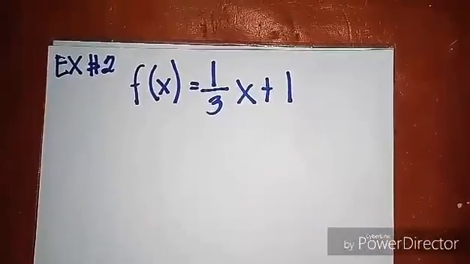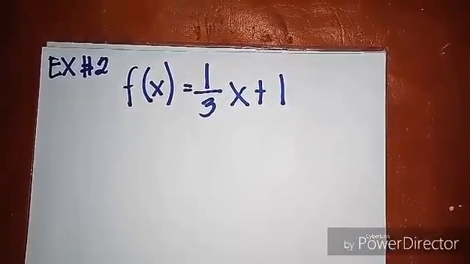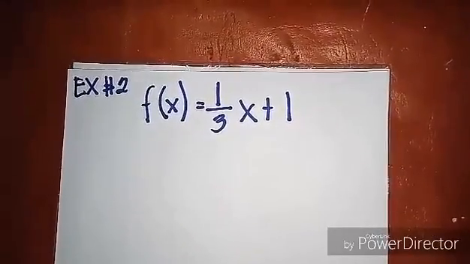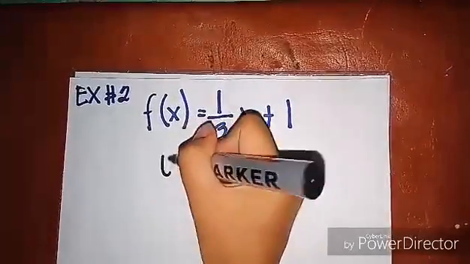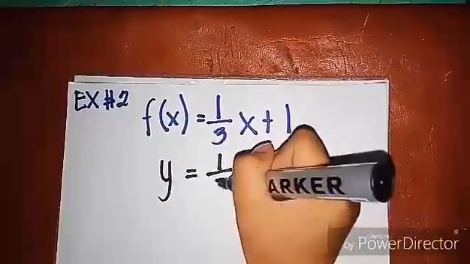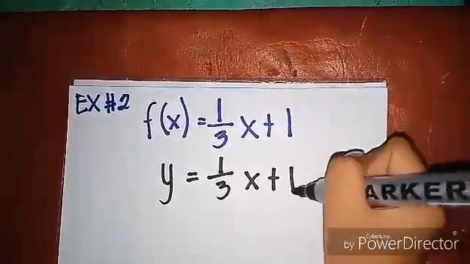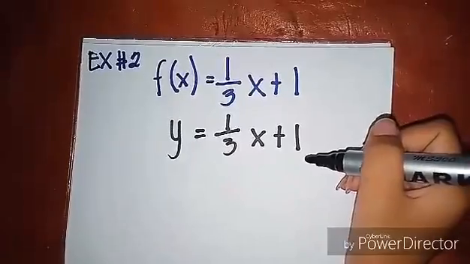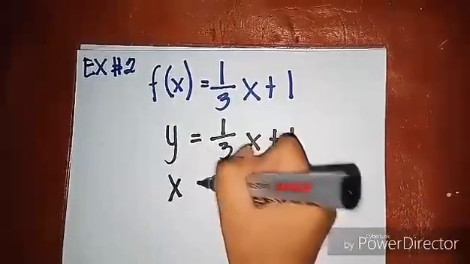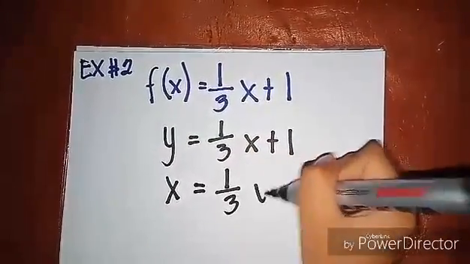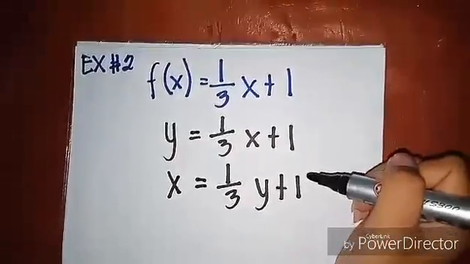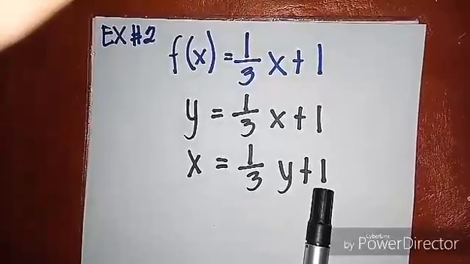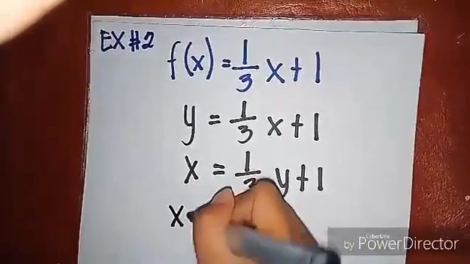Example number 2. Find the inverse of f of x equals 1/3 x plus 1. Step 1: replace f of x by y. Step 2: interchange x and y variables. Step 3: solve for y in terms of x. Transpose 1 so it becomes x minus 1.